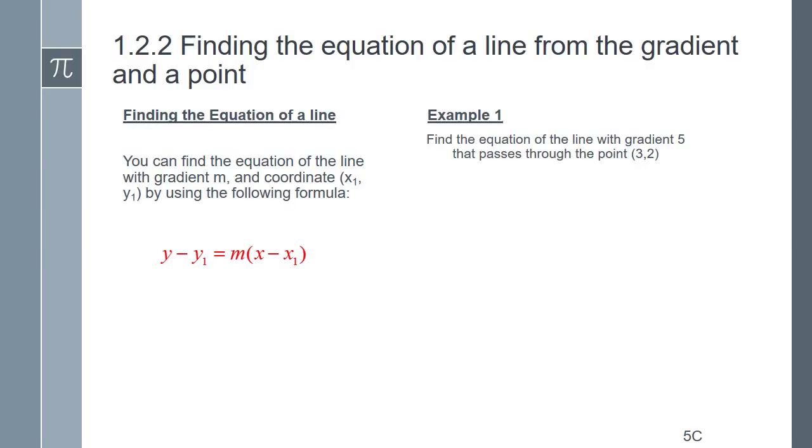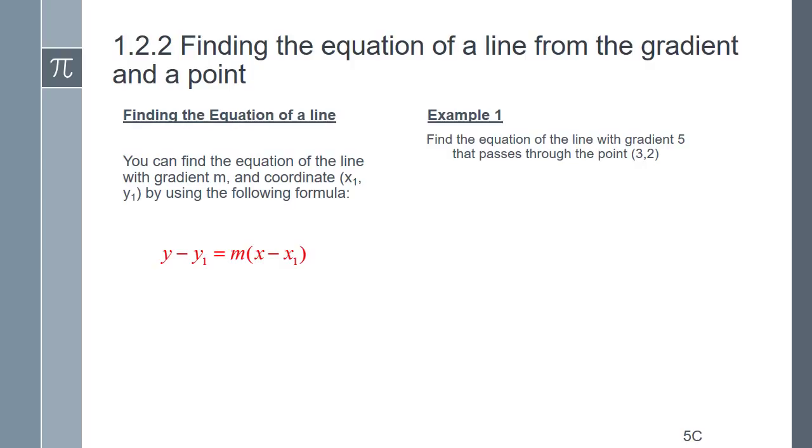It is of course essentially a rearrangement of our gradient formula. We had y2 minus y1 over x2 minus x1. We've rearranged that by multiplying out the x2 minus x1.